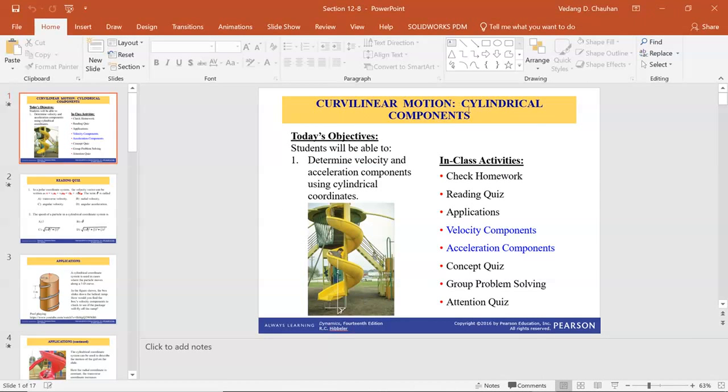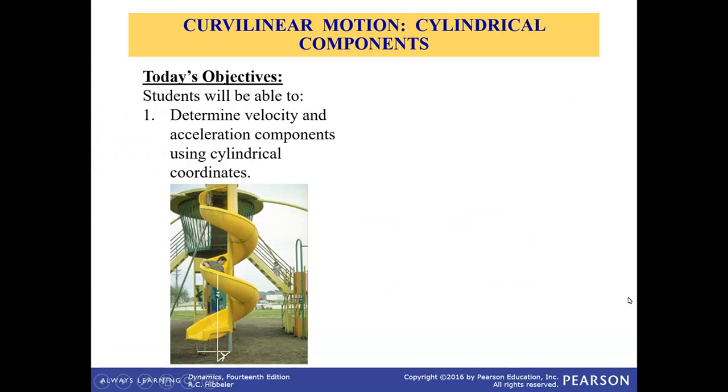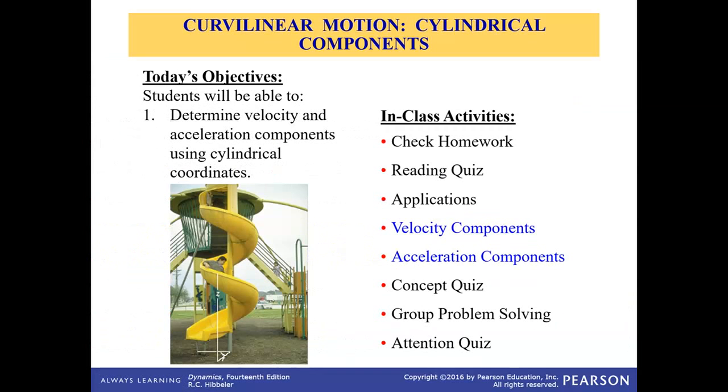12.8. Curvilinear motion using cylindrical components. Determining the velocity and acceleration components using cylindrical coordinates is today's objective. The cylindrical coordinate system is useful when a particle has curved motion along three dimensions.